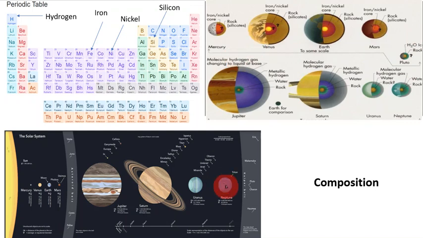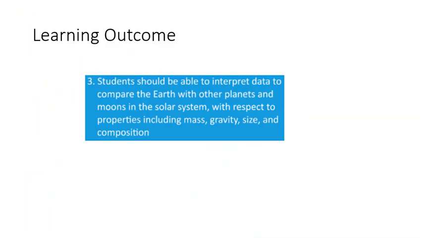So that's when we talk about the composition, that's what we mean. That's what we're talking about in relation to the composition. So we can see that the main elements that make up these planets are these guys here, and they can be found on the periodic table. Okay, so that is that. So students should be able to interpret data to compare the Earth with other planets and moons in the solar system with respect to properties including mass, gravity, size, and composition. Okay, so thank you for listening.